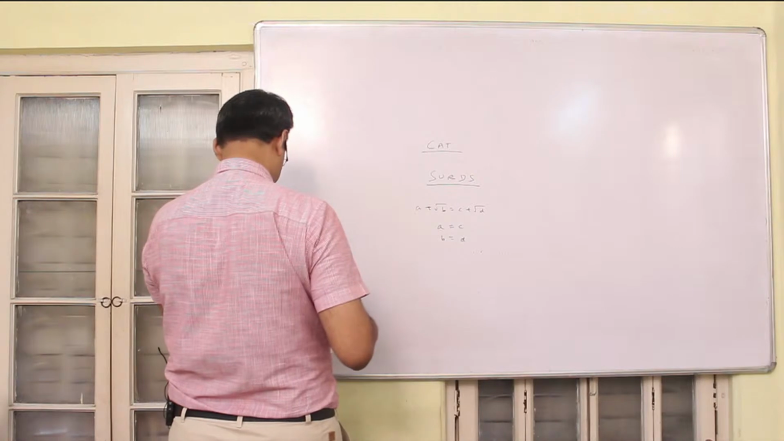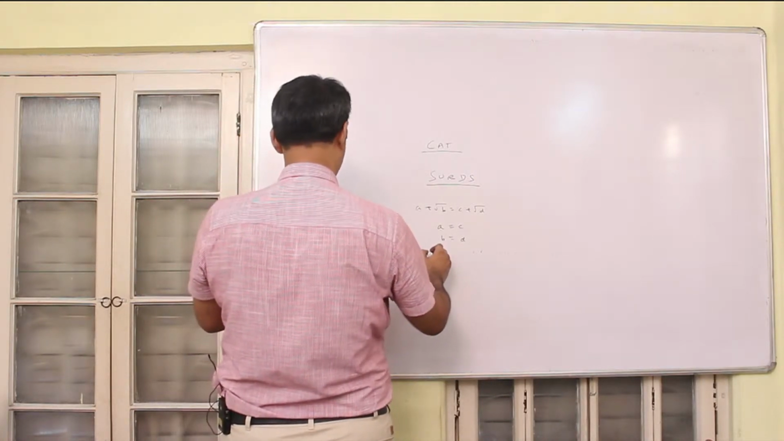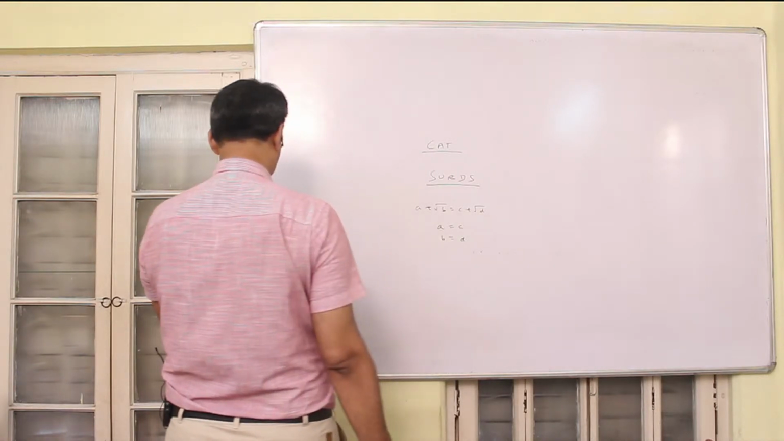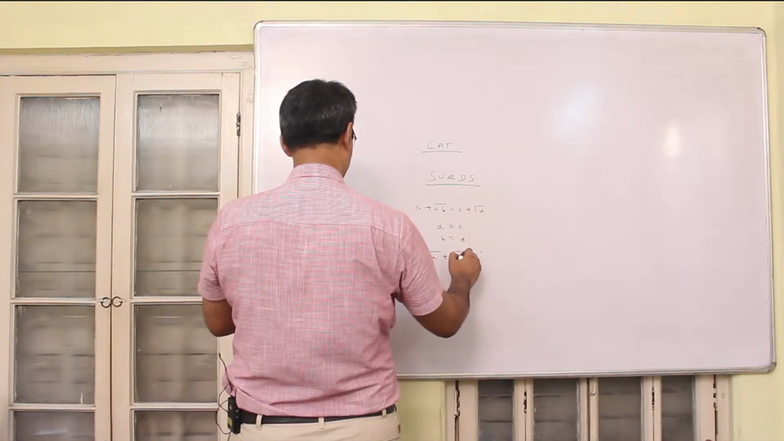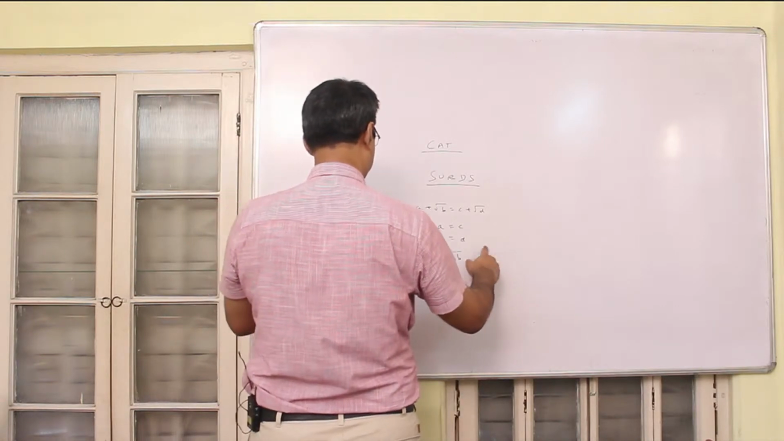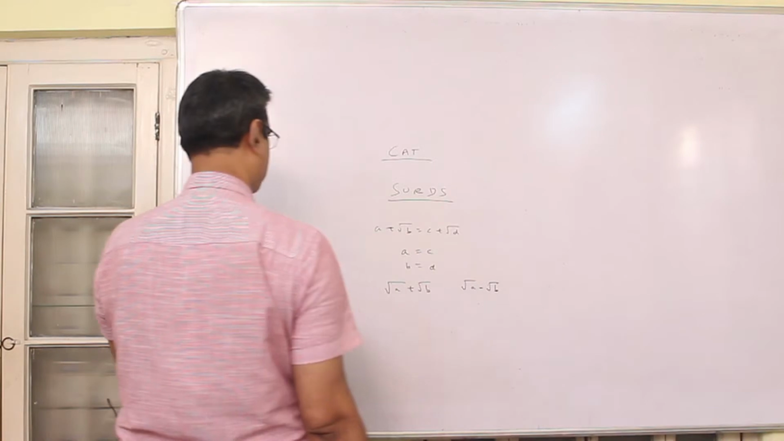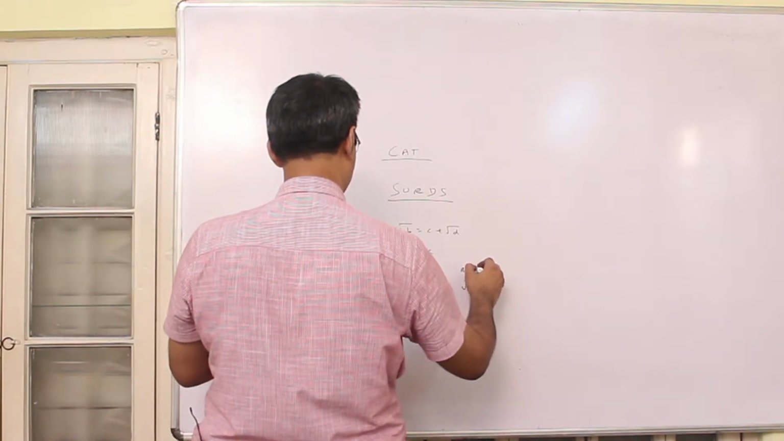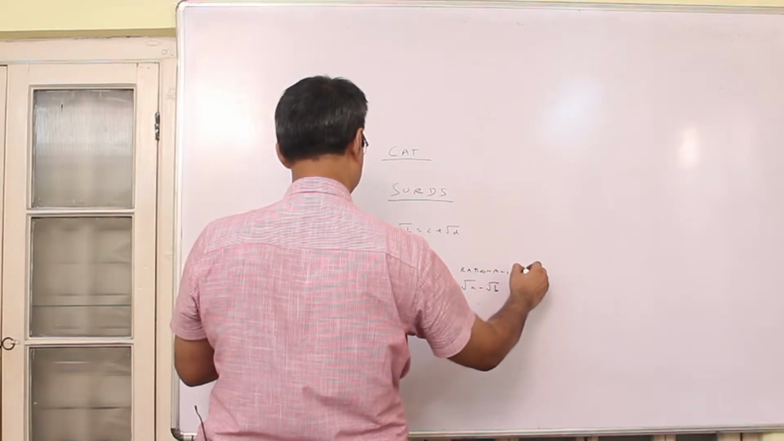Now sometimes we are in a situation where we would like to rationalize a surd, which means suppose you have a surd like root a plus root b and you want to make it rational, so you will have to multiply it with root a minus root b. So root a minus root b is called the rationalizing factor.